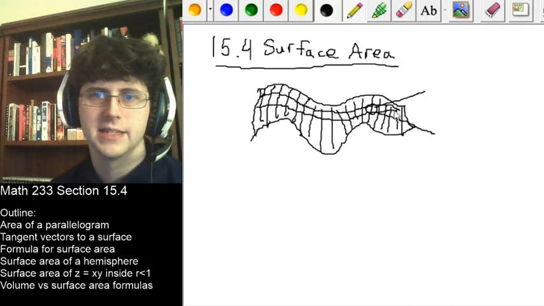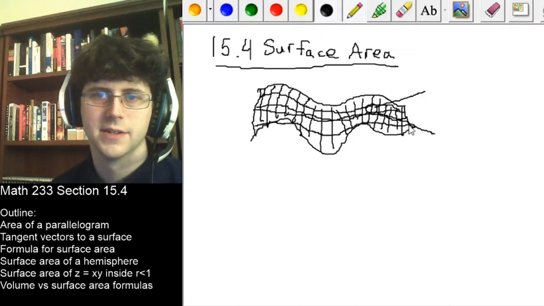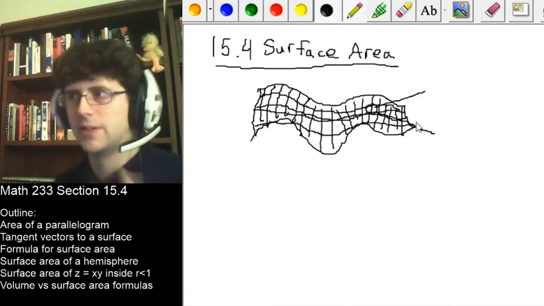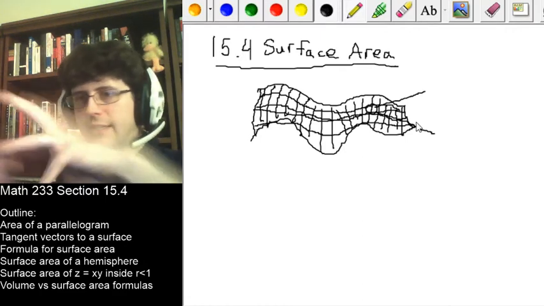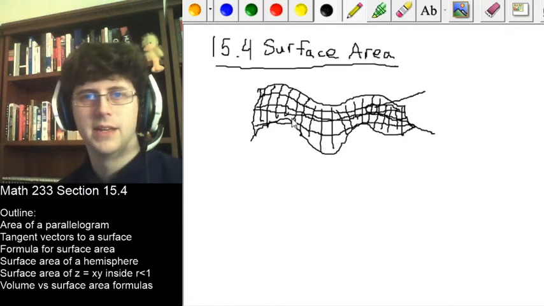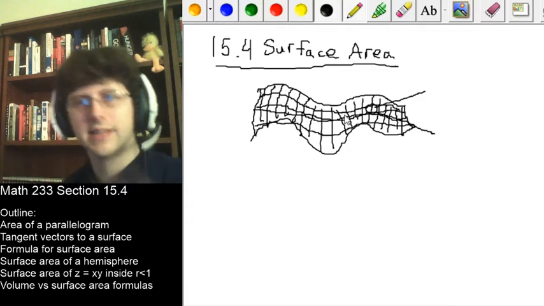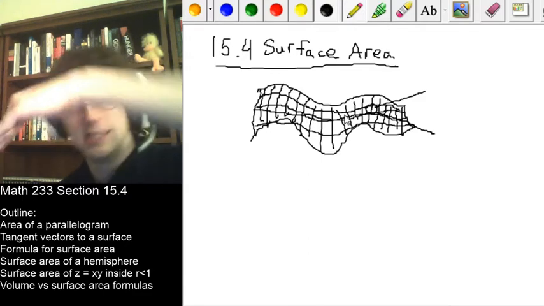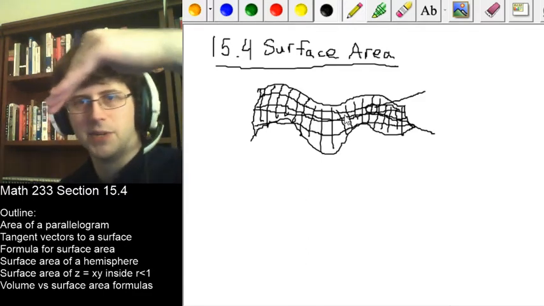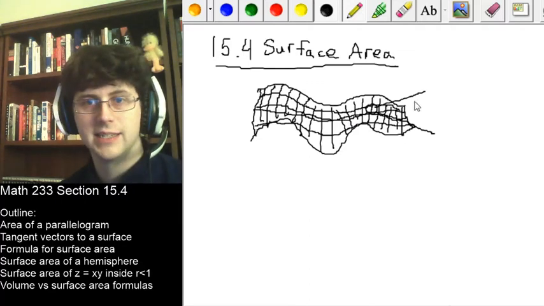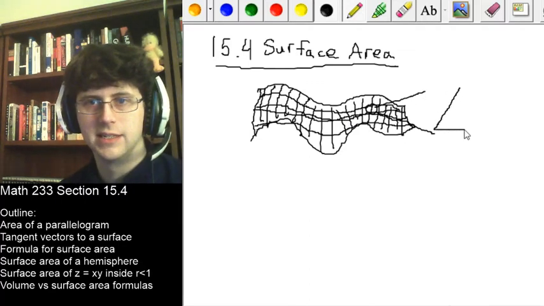So imagine you've got some, I don't know where you're getting your surface from, but it's like a mountain range, or it's like terrain, or it's like an object that has some undulations in it somehow. If you sliced it up into little tiny boxes, the boxes might not actually be boxes because they might be at an angle depending on where you are. So the boxes you'll actually get when you zoom in, they're going to be these parallelograms.